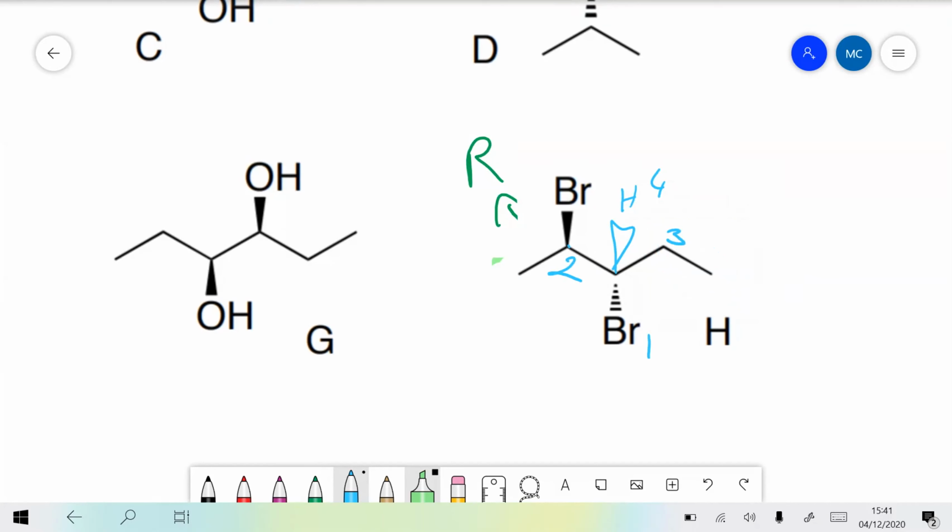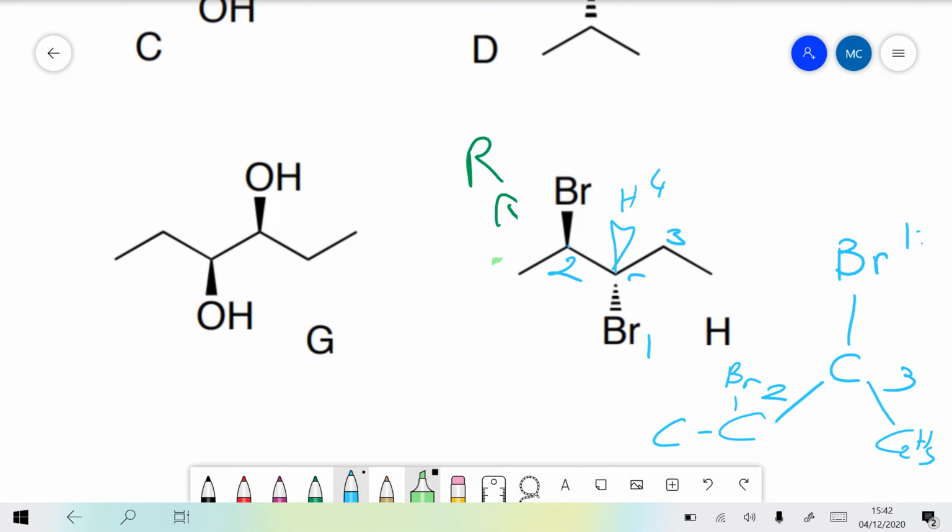Now, for this one, you would need to put the bromine at the back. And you'll end up having something like this. Sorry, hydrogen at the back, and bromine would be at the front. So you'll end up having something like this, where you have 1, 2, 3, and this is anti-clockwise. So it will be S.